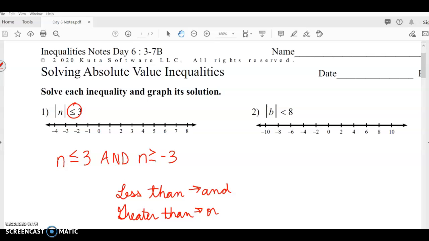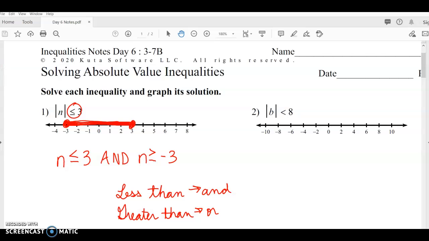Because if we're going less than 3 away from 0, we could go up to 3, but we have to go less than 3, so we go back towards 0. And then we could go 3 to the left to -3, but we'd have to stay less than that, so we can go back to 0. So since you're going less than 3 away, it makes an and, because you would be in between -3 and 3.